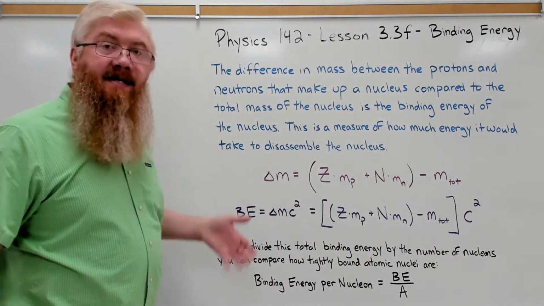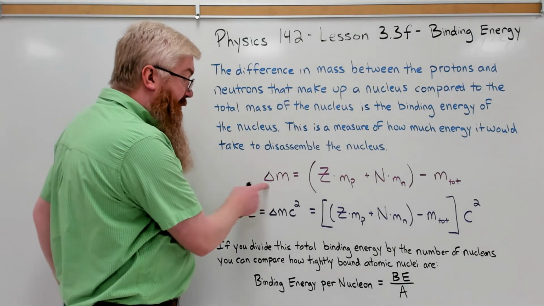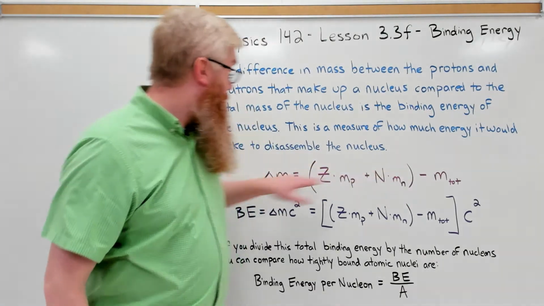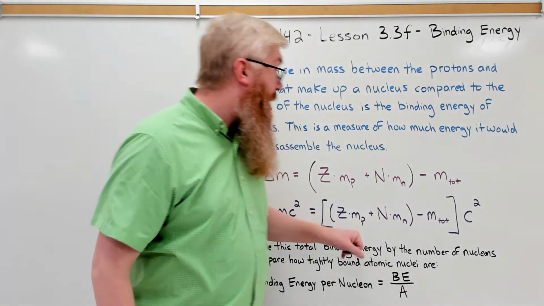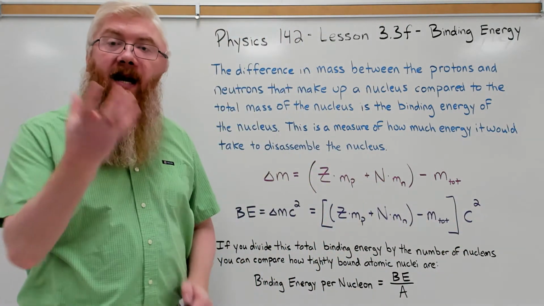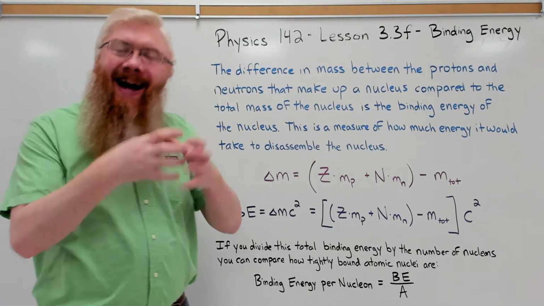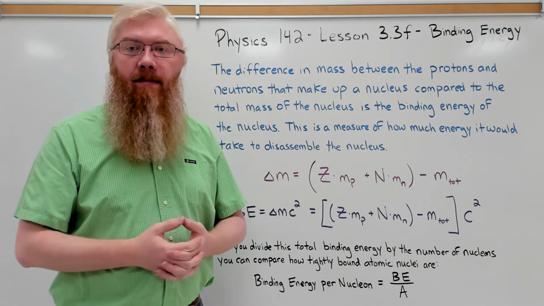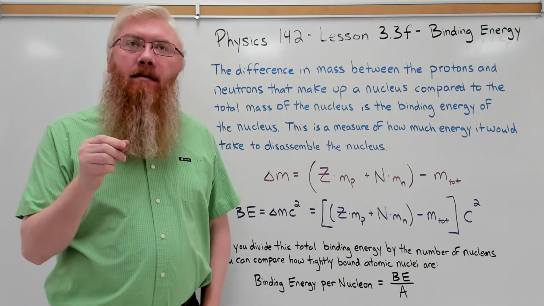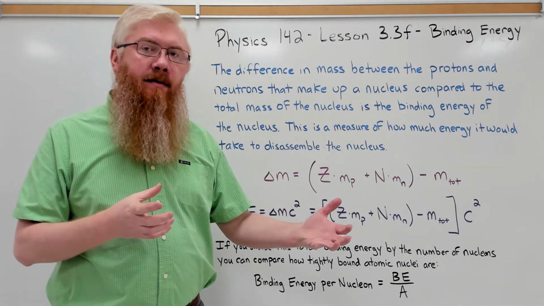Well, Einstein said E equals mc squared, so the binding energy is the mass difference times c squared. So you just take delta m, I plugged it in here in the square brackets, times the speed of light squared, and that tells you the binding energy of a nucleus. Oh, great. So we can figure out how tightly bound nuclei can be. Why do we care? Well, we can actually look at how tightly bound a nucleus is compared to other nuclei.